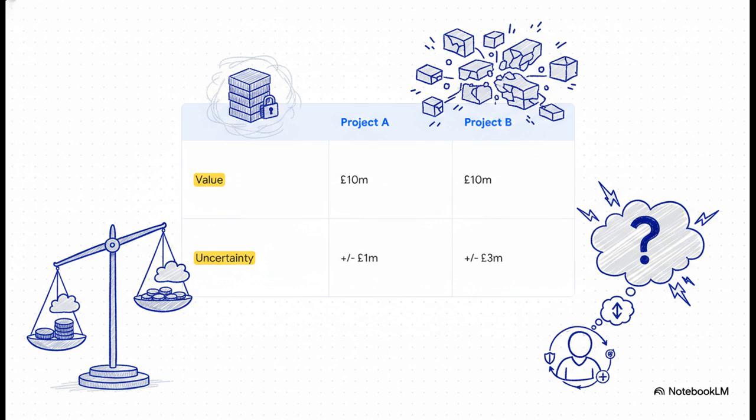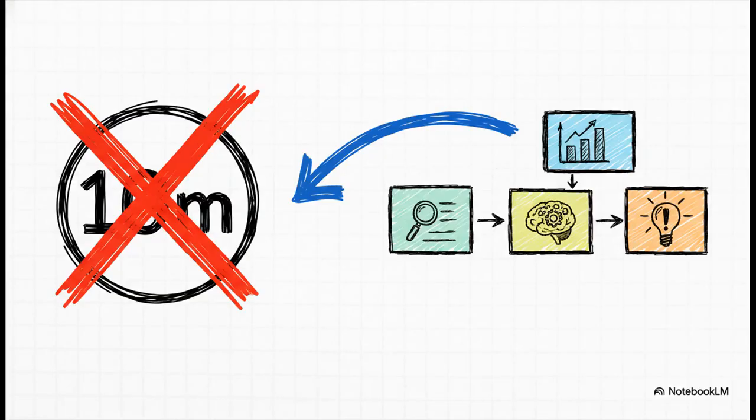Easy choice, right? But hold on, look at the fine print. Project A could swing up or down by 1 million. Project B, though, that one could swing by 3 million. All of a sudden, they don't seem so equal, do they? Which one would you pick? The thing is, your answer completely depends on how much risk you're willing to stomach. So to really see what's going on and make the right call, you have to get past that one number.